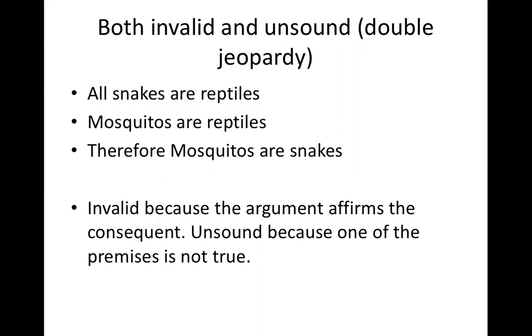What about the structure of the argument? What kind of argument is this? All snakes are reptiles. Mosquitoes are reptiles. So it affirms the consequent. An argument that affirms the consequent is a fallacy. That's a fallacy of affirming the consequent. So it is invalid and it is also not true. Invalid because the argument affirms the consequent, unsound because one of the premises is not true.